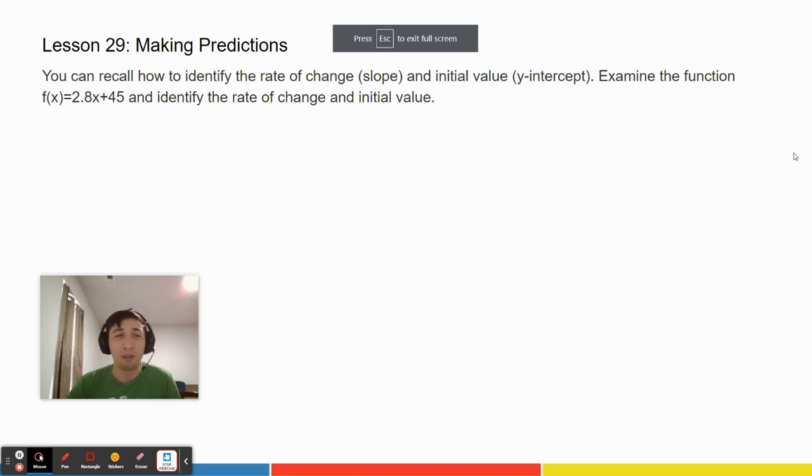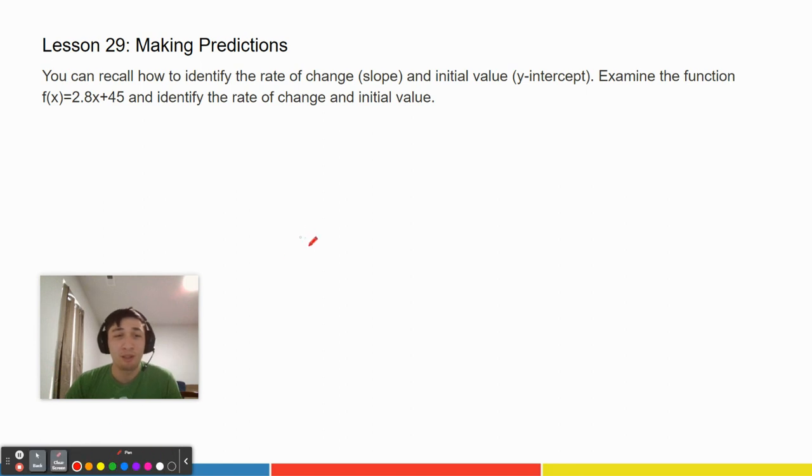Alrighty, so for lesson 29, what we're talking about is lines and what you know about them and using them to help make predictions. So here, our question says you can recall how to identify the rate of change, slope, and initial value, y-intercept. So we're going to examine the function f of x equals 2.8x plus 45, and we're going to identify the rate of change and the initial value.